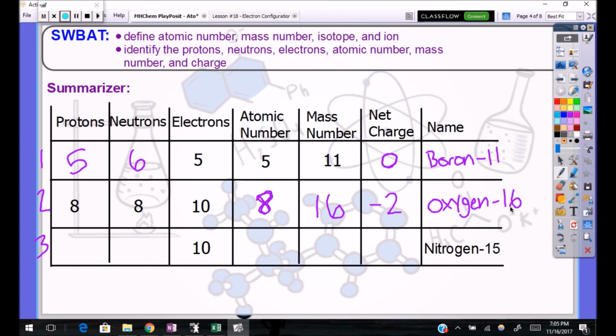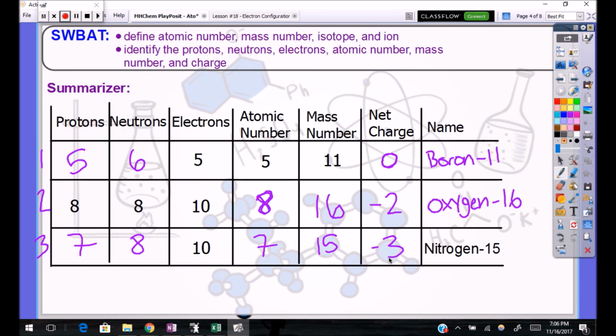Okay. Other times we could be given the name, like with nitrogen 15, and we have to go back and look things up. Nitrogen has an atomic number of 7, therefore the protons are also 7. We're told that the mass number is 15, that's in our name. We could say 15 minus 7, which would give us our number of neutrons. That would be 8. And last but not least, the net charge. 7 minus 10 gives us a negative 3.